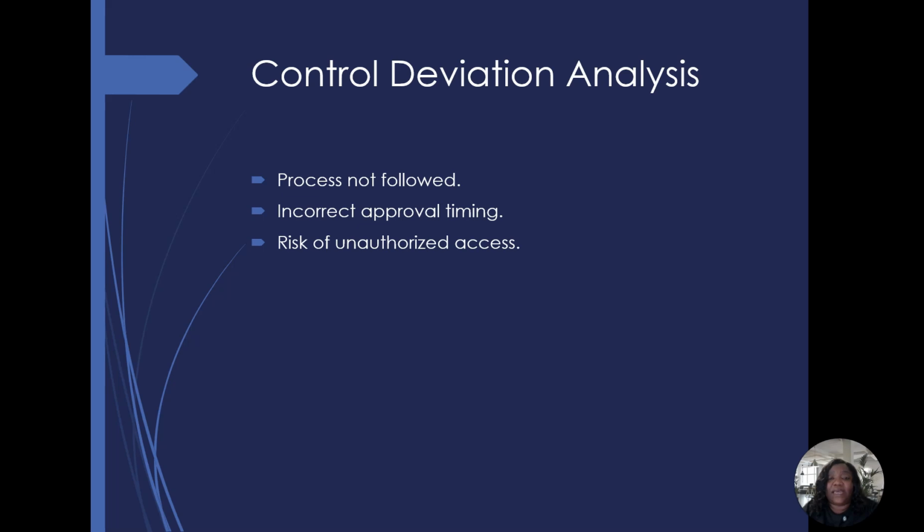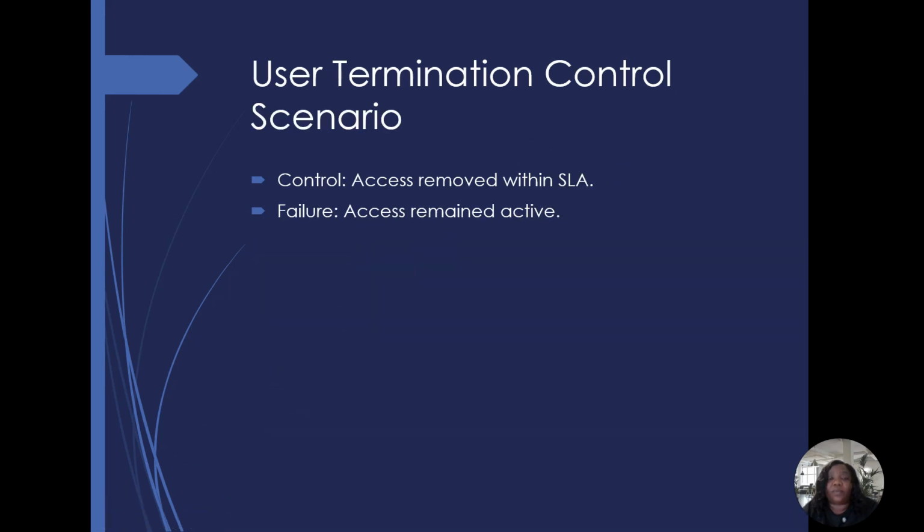Now let's look at, from an audit standpoint, what is a control deviation, like control deviation analysis. This is represented if there's a deviation from the control design. The control is requiring approval prior to provisioning and the sequence was not followed. That is a deviation from the example I gave earlier. And this increases the risk of unauthorized access and it should be documented as a control failure in your work paper.